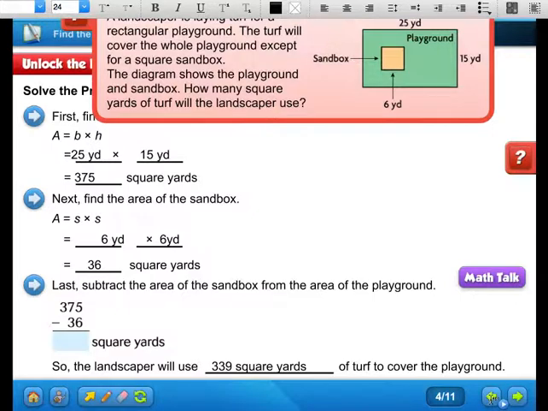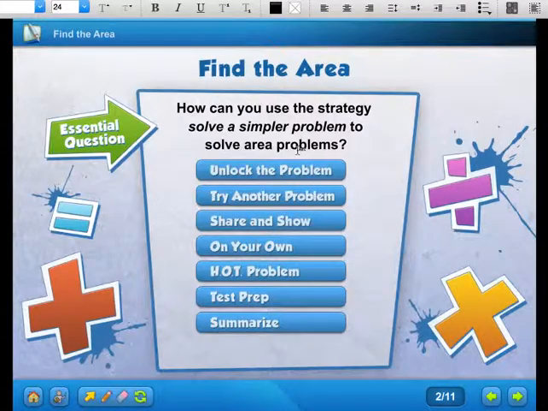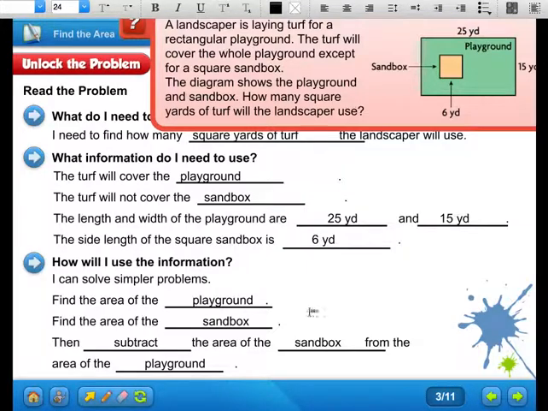All right, so let's look at this again. How can you use the strategy solve a simpler problem to solve area problems? What we did was we found the area of the playground first, then we found the area of the sandbox, and then we knew to subtract it. So you have to do a couple steps to get to it, but it's not too hard. You guys can do it.